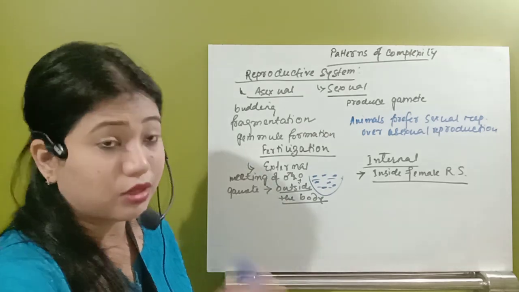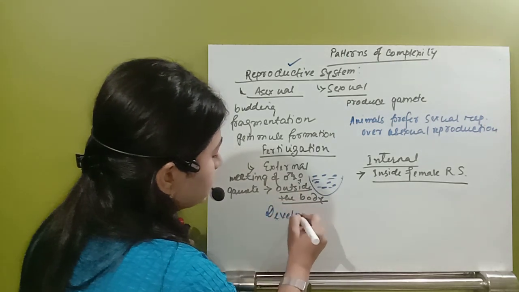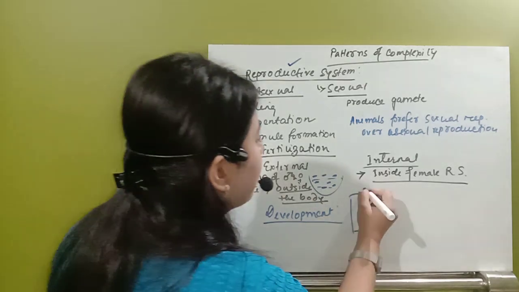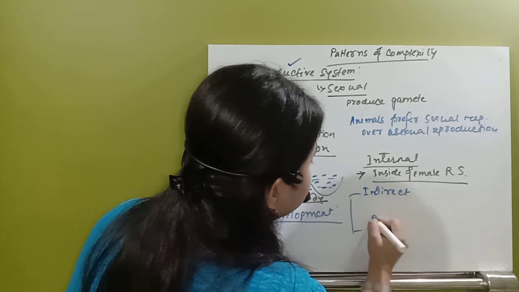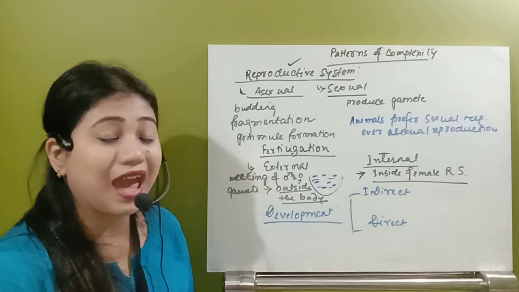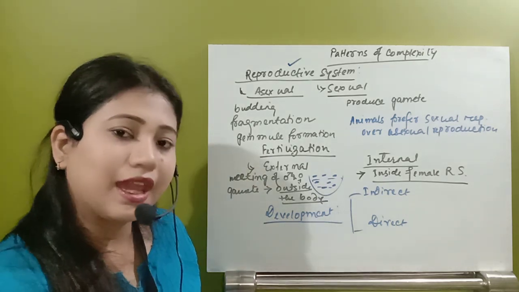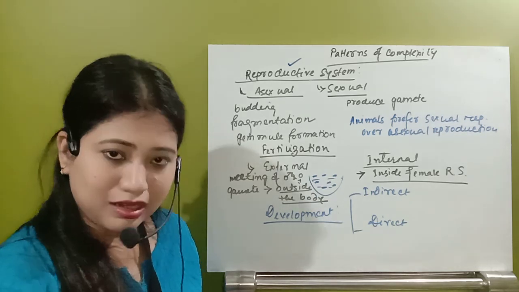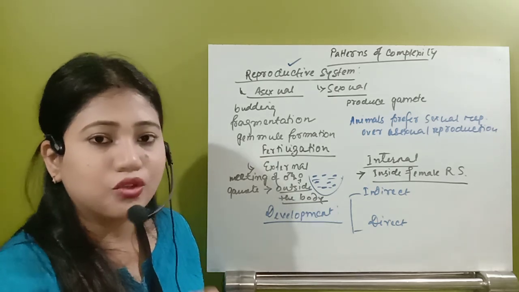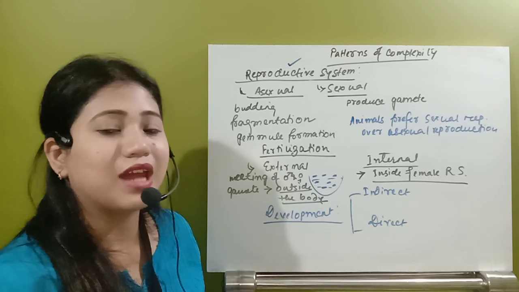After that, the next type of development you have to know in the same reproductive system, that is development. So what is development? We are going to have two types of development. One is indirect development, another is direct development. Indirect development means those organisms which have a larva in their life cycle. Whenever the egg hatches, they produce an offspring, the larva, which does not look like their parents. After that, those larvae undergo metamorphosis, and gradually they look like their parents.